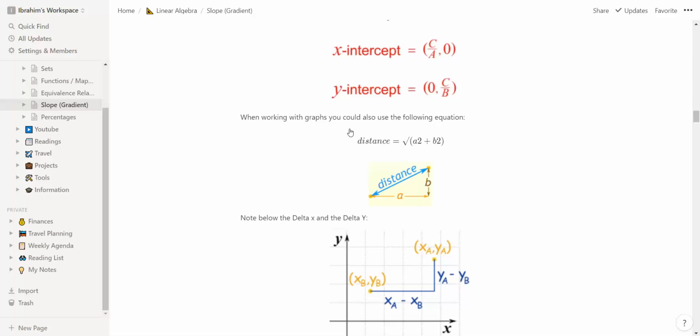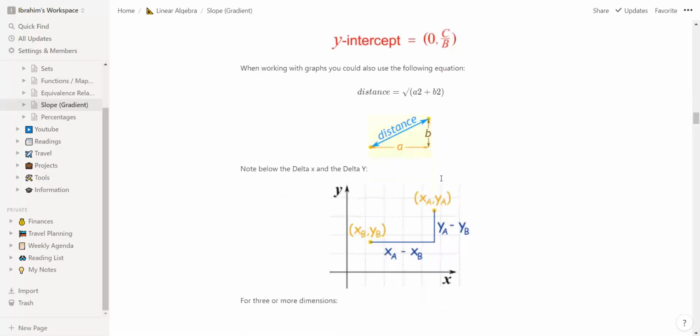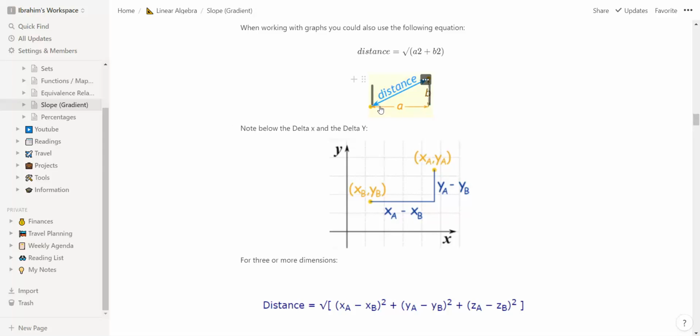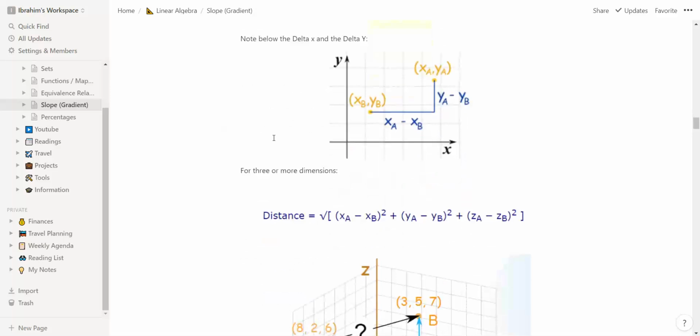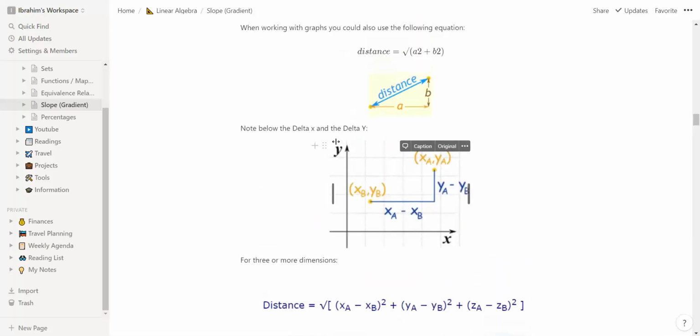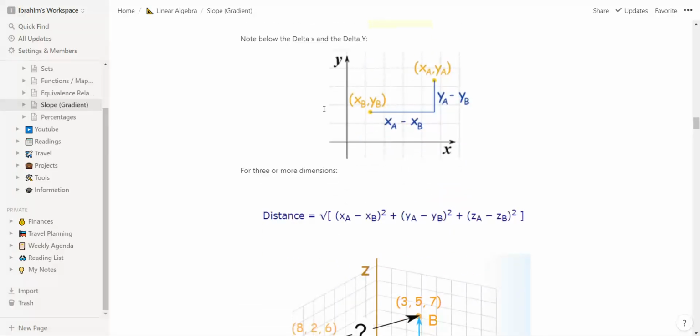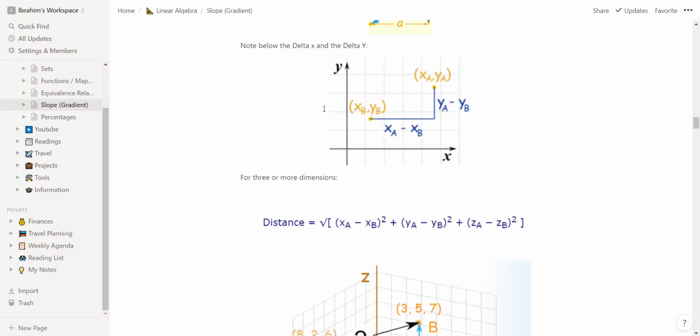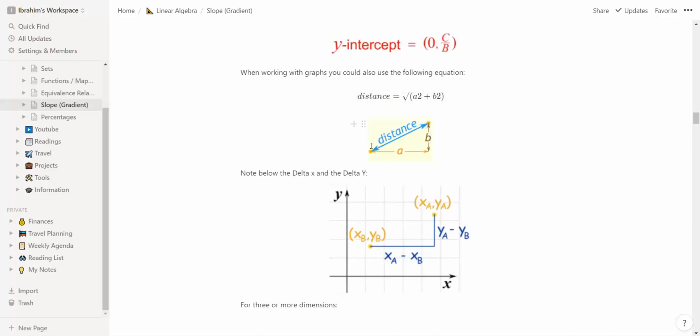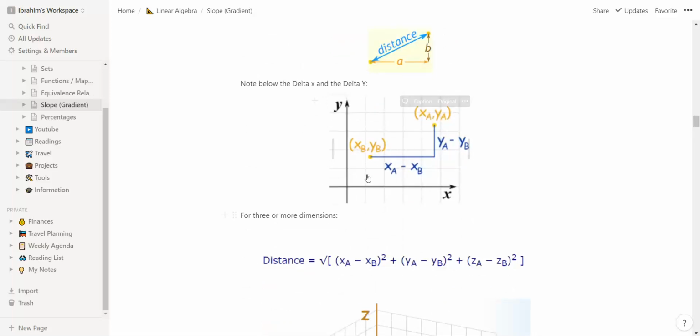We were also introduced to the distance between 2 points, in which you can calculate the change of y over the change of x, and then you get the slope. And then the distance is actually the square root of the change of b squared plus the change of a squared. You have 2 points here, so you have y a minus y b and x a minus x b.